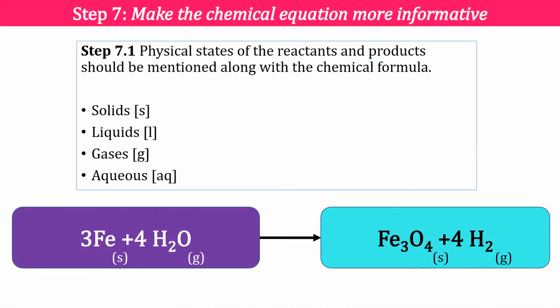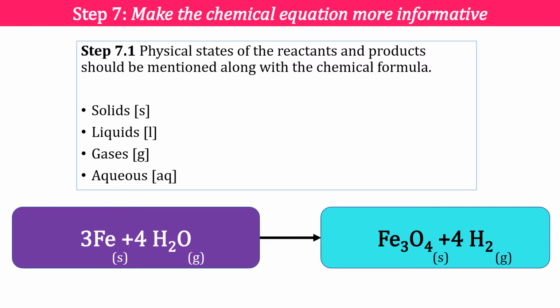To make a chemical reaction more informative, we write the notation of the physical state of chemicals used in the reaction. We indicate solids with the notation s, liquids with notation l, gases with notation g, and if the chemical is a solution in water, it is represented as aq, that is aqueous. Take a look at the example below.